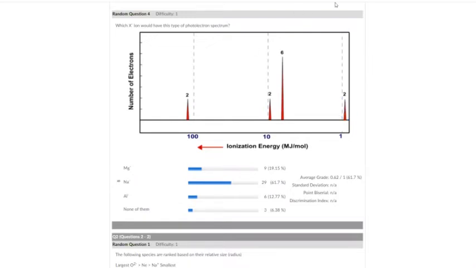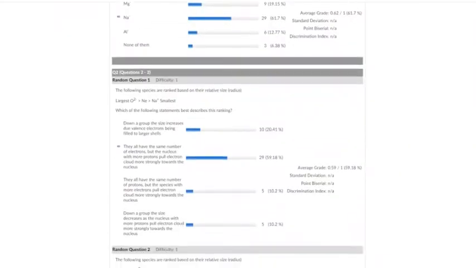Okay. Now, let's move on to the next question. It's about the relative atomic size of the species. We have O2 minus, Ne, and Na plus. What I'm going to do is count the electrons and the protons. Let's count the number of electrons of all of these species: O2 minus, Ne, and sodium plus.